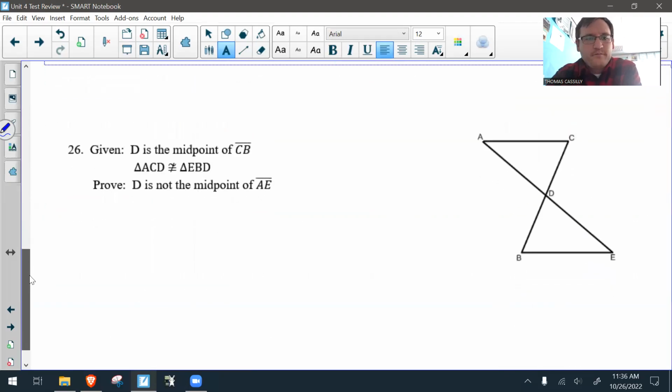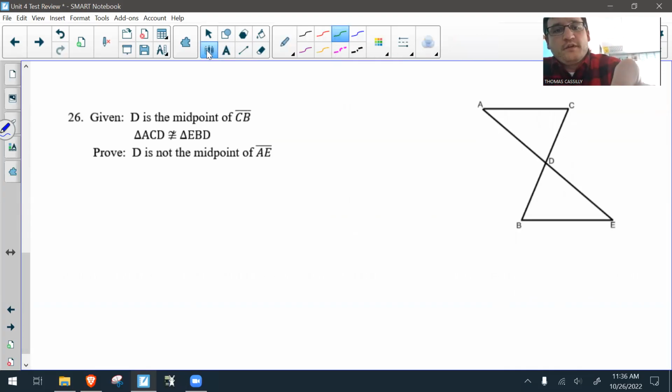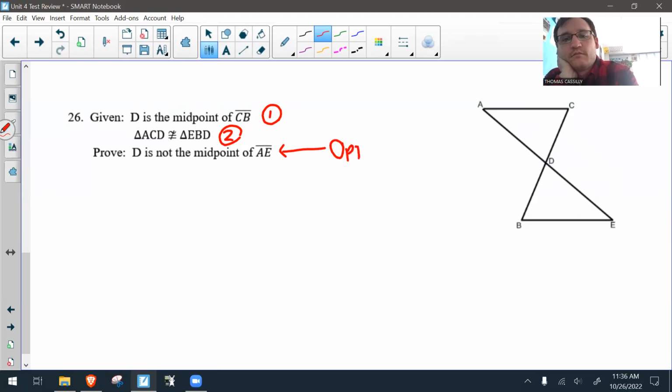Let's try one more. We are given D is the midpoint of CB. So let's look here. We have two pieces of given information, and we want to use all but one of them up until the very end. And then we want to do the opposite of the proof statement.